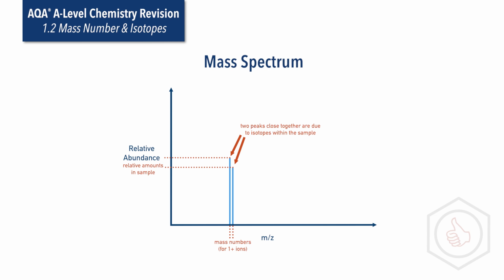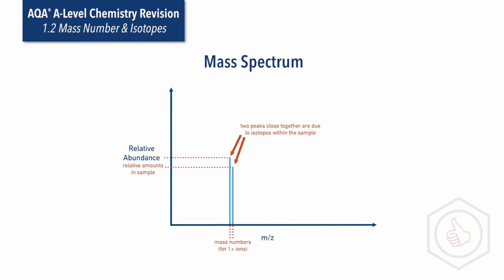For molecules being analysed, the peak with the highest m/z value will be the molecular ion peak, M+, and represents the relative molecular mass of the sample, but this is covered a little bit later in the course when we look at using mass spectrometry for organic analysis.